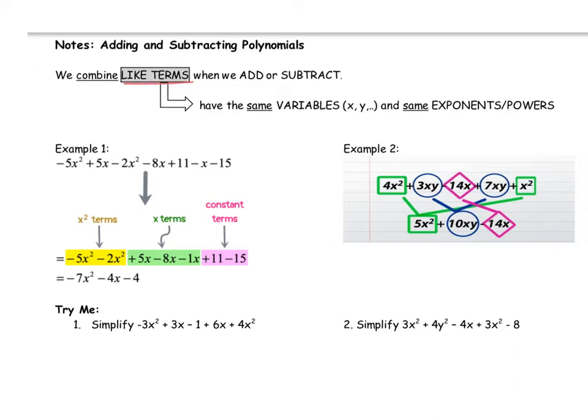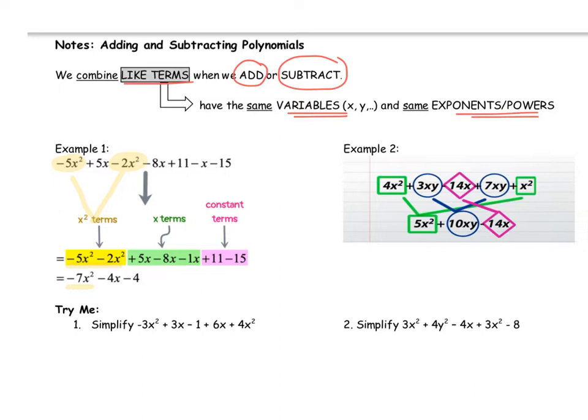So again, like terms have the same variable with the same exponent. When we combine them, we are either adding or subtracting like terms. So let's look at our first example. Notice here that 5x squared, I'll match my color to their color, 5x squared and minus 2x squared, those are like terms. So the quadratic terms can be combined to negative 7x squared.